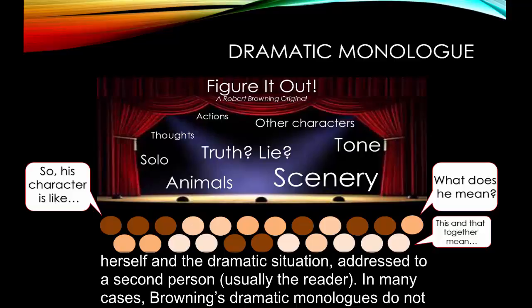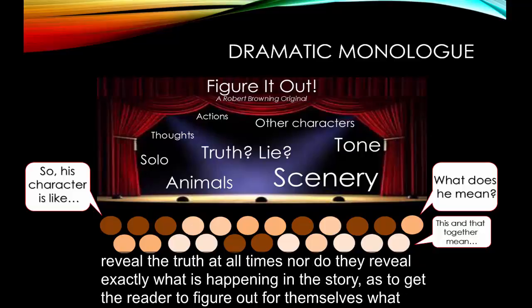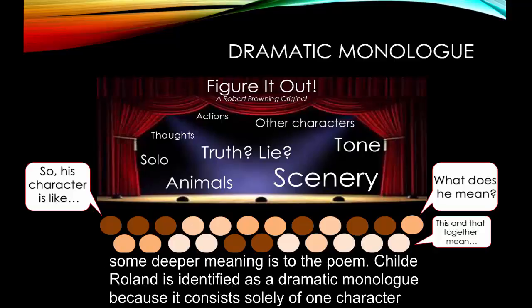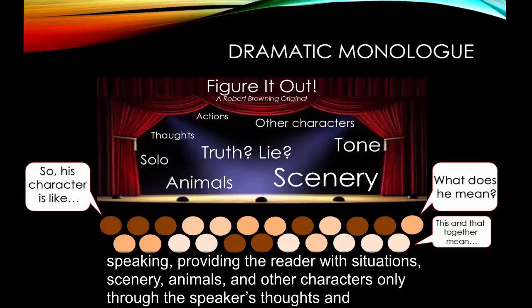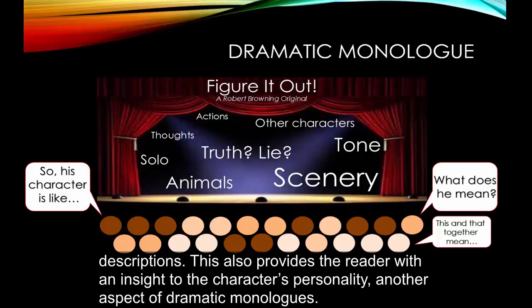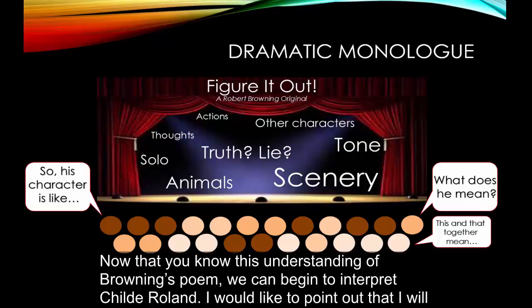In many cases, Browning's dramatic monologues do not reveal the truth at all times, nor do they reveal exactly what is happening in the story, as to get the reader to figure out for themselves what some deeper meaning is to the poem. Childe Roland is identified as a dramatic monologue because it consists solely of one character speaking, providing the reader with situations, scenery, animals, and other characters only through the speaker's thoughts and descriptions. This also provides the reader with an insight to the character's personality, another aspect of dramatic monologues. Now that you have this understanding of Browning's poem, we can begin to interpret Childe Roland.